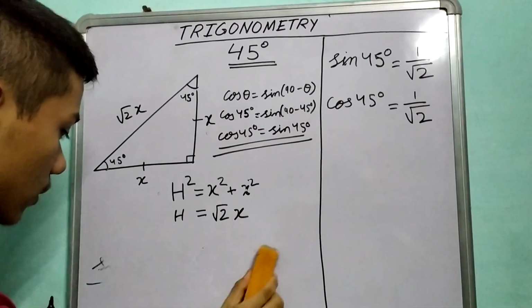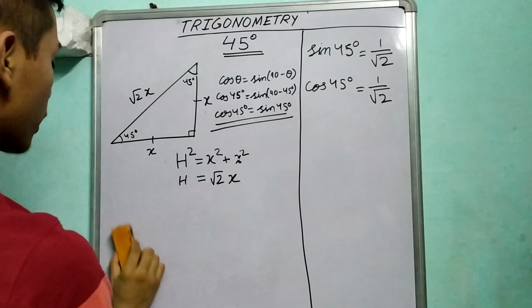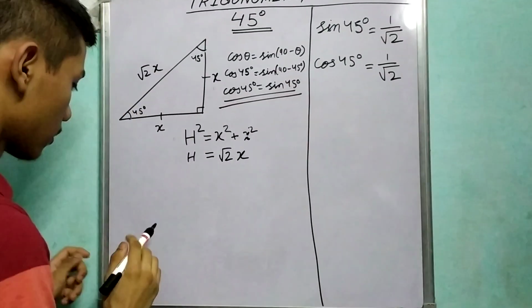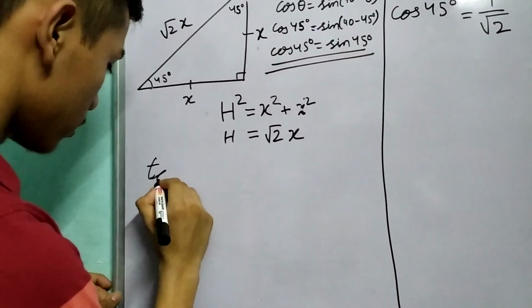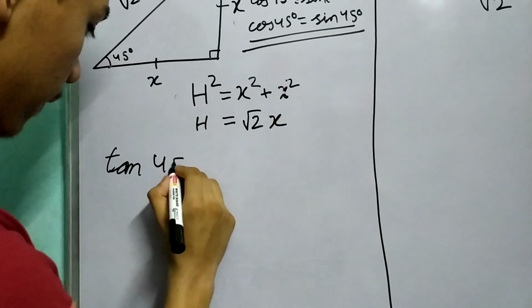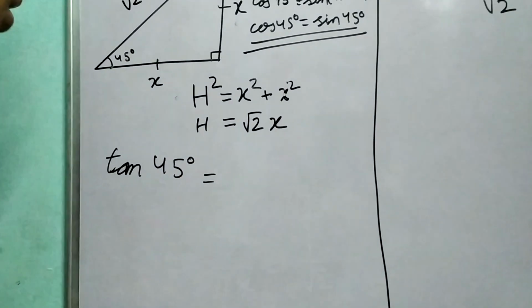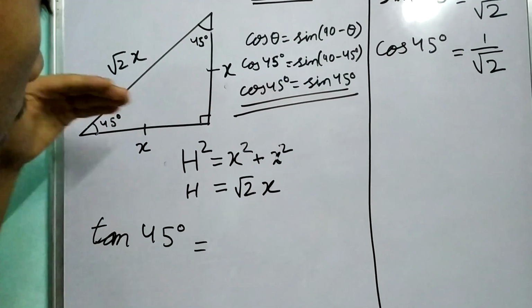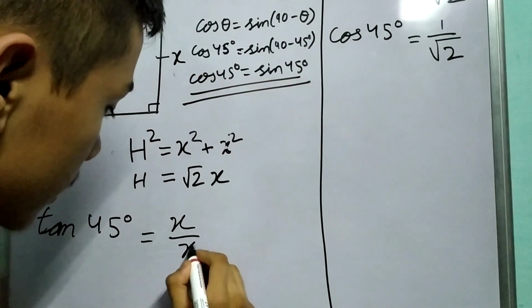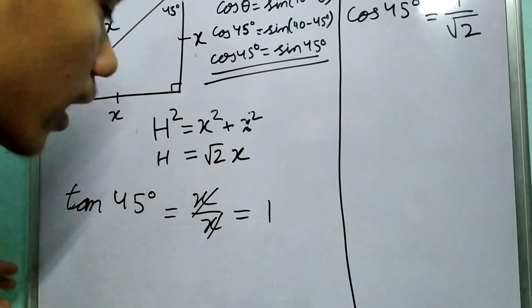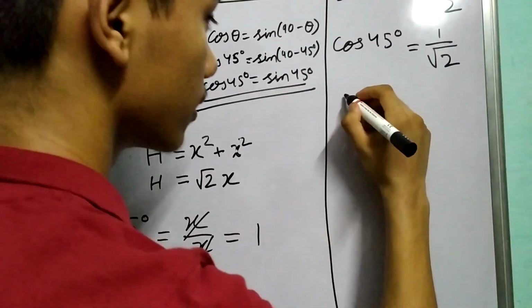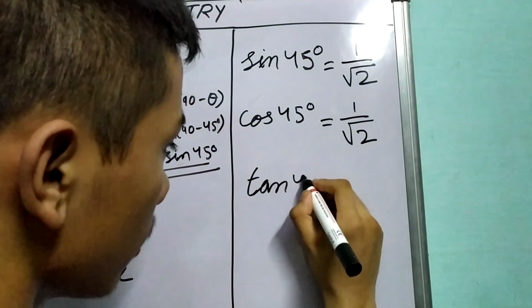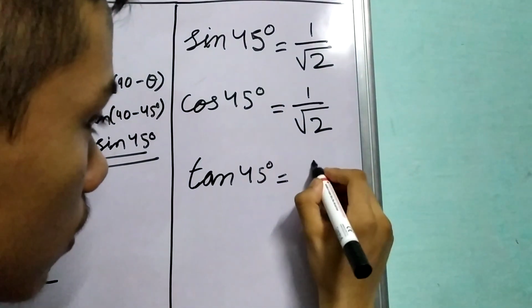Now let us solve for tan theta. So tan of 45 degree. Now what is tan? Tan is the ratio of perpendicular to the base. So p upon b, x upon x, cancel these out and we are left with 1, right? Tan 45 degree equal to 1.